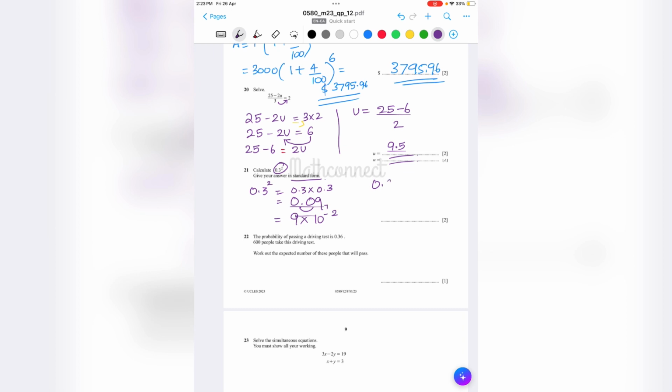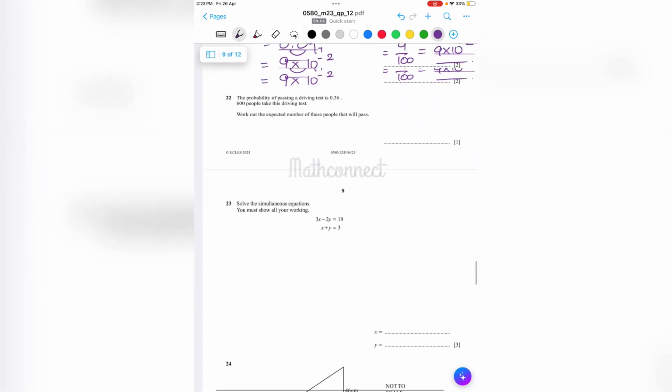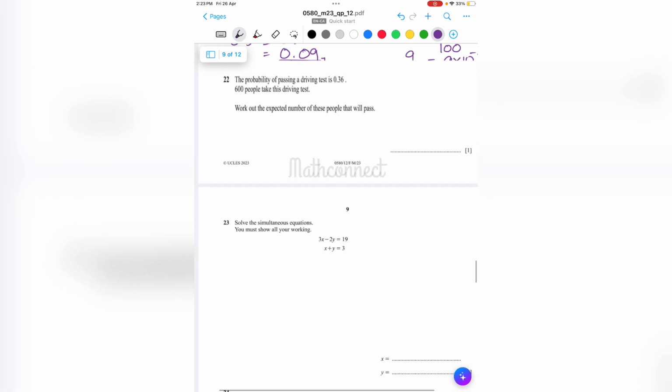Or you could have also thought about it like this. For example, I want to convert this into a fraction. What can I do? I'm going to multiply the numerator with 100 because I can see 2 decimal places. So I'm going to divide also with 100. So that will give me 9 divided by 100, which is equivalent to 9 into 10 to the power of minus 2.